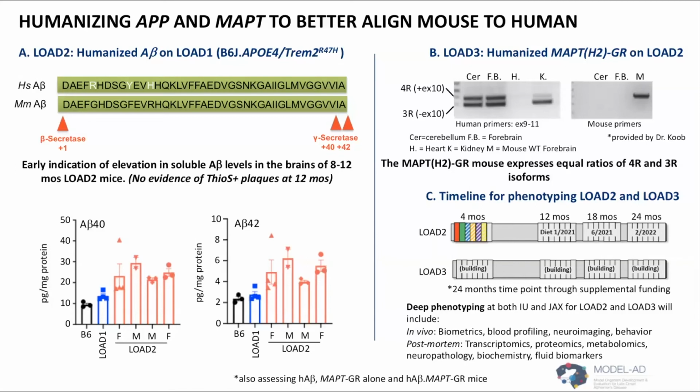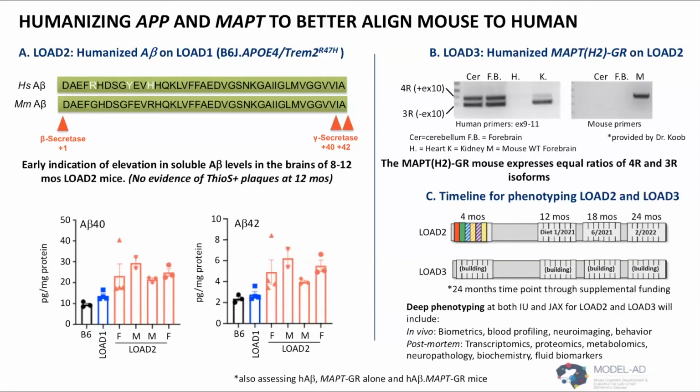And so this mouse that we're calling LOAD2 is humanized A beta on LOAD1, which is the B6J APOE4 TREM2 R47H. So this now carries 3 potential risk variants if you include humanized A beta as a risk. We're working on this mouse. We have early indication of elevation of soluble A beta levels in the brains at 8 to 12 months, but as yet no strong evidence of ThioS-positive plaques, which would be the mature forms of the plaque. But we're still aging these mice out, as you can see from the timeline.